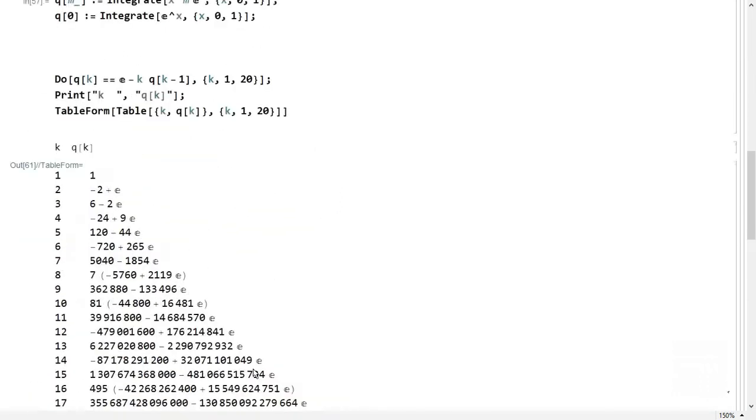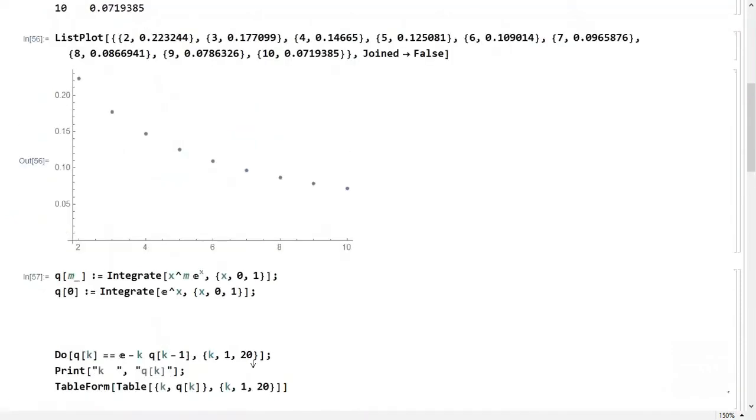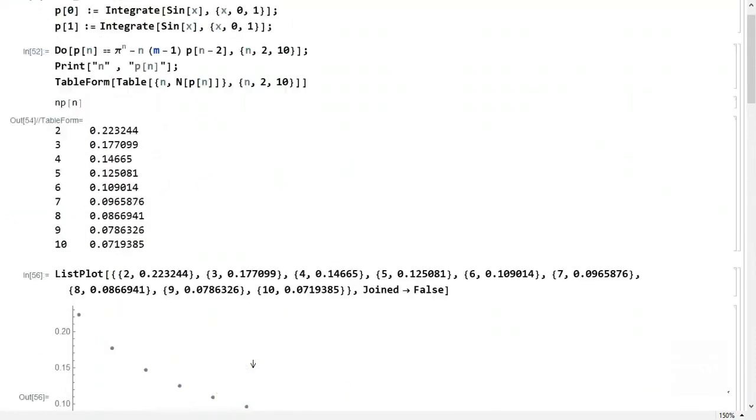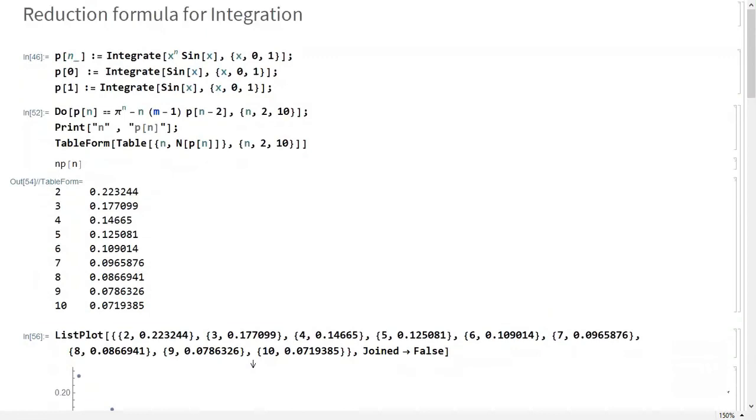So this is how you can make your life really easy by evaluating these recursive or reduction formulas using Mathematica.